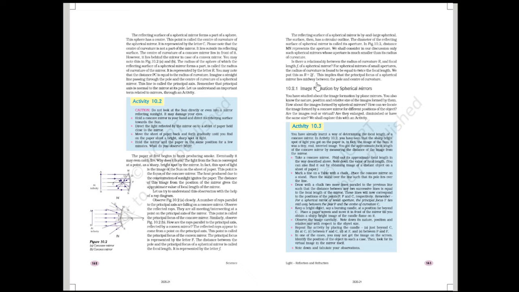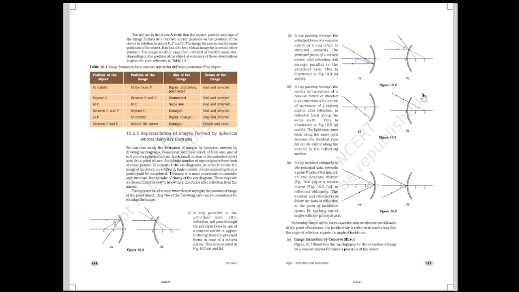Okay. Now let's come to the image formation by spherical mirrors. All the activities which are discussed in this chapter, we discuss at the last. Now, certain representation rules are discussed here. They are of four types.